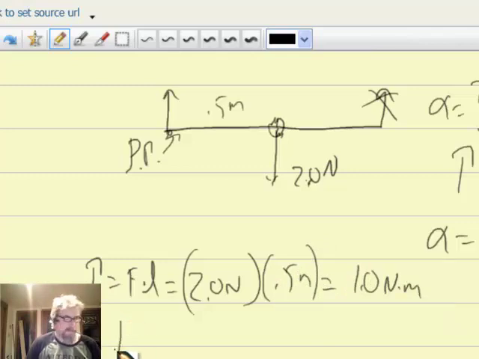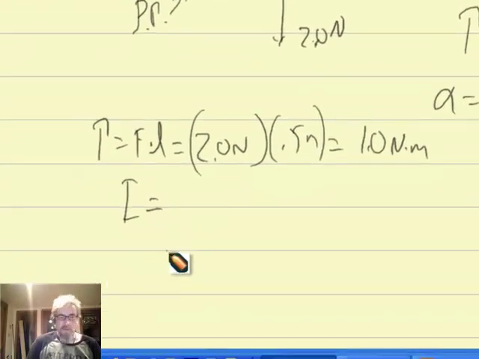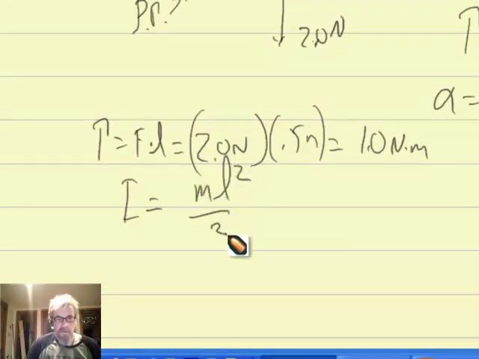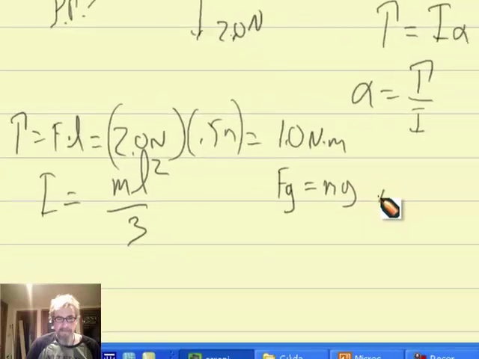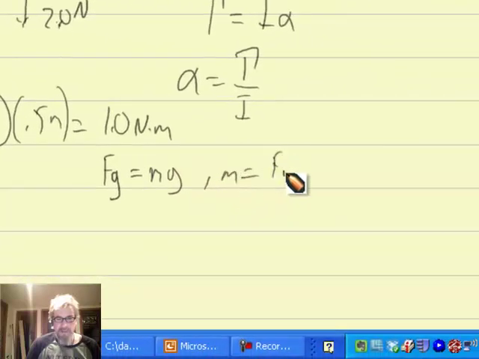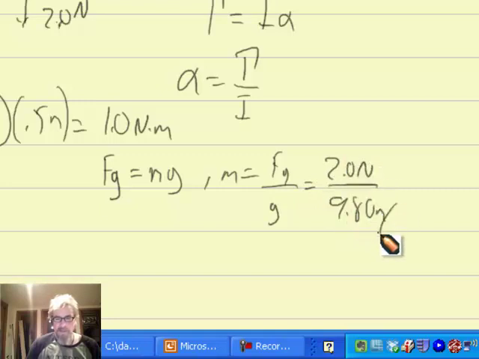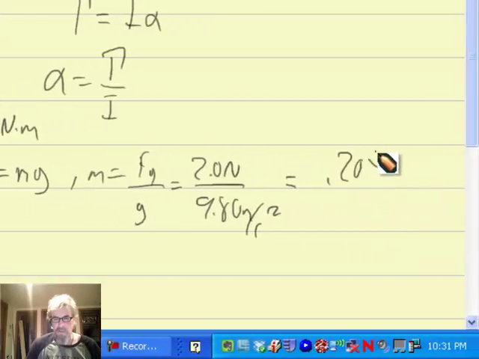Okay, what's I then? The other thing we needed was I. Well, for a thin rod that rotates around its end, mL squared over 3 is what I is. Well, we've got to find m. The force of weight is m times g, so that means the mass is going to be the force of weight divided by g. That in this case would be 2 newtons divided by g, 9.80 meters per square second, and that ends up being 0.204 kilograms.